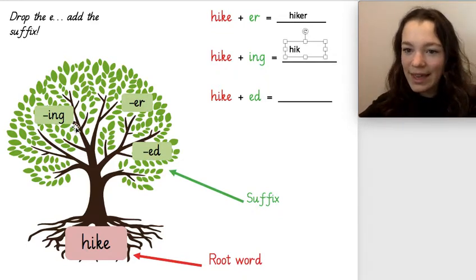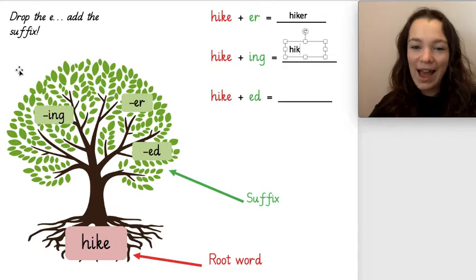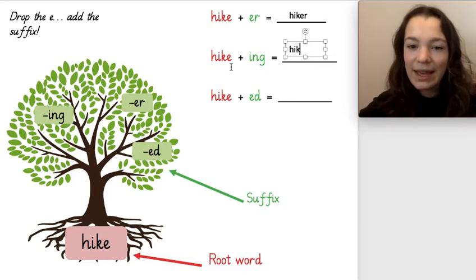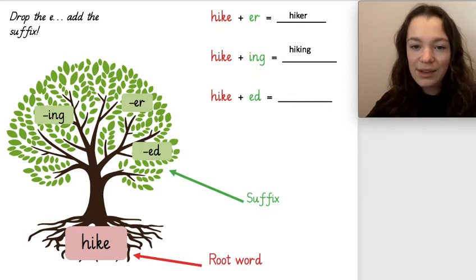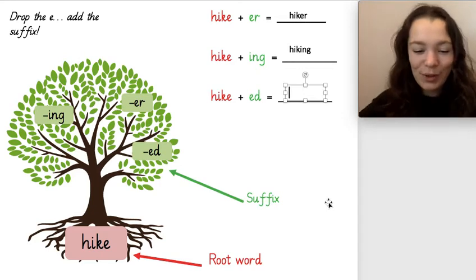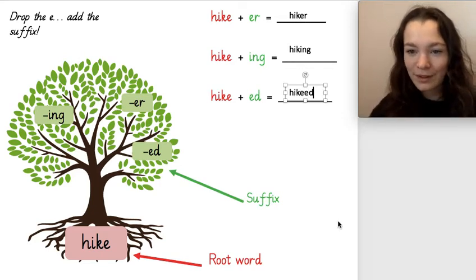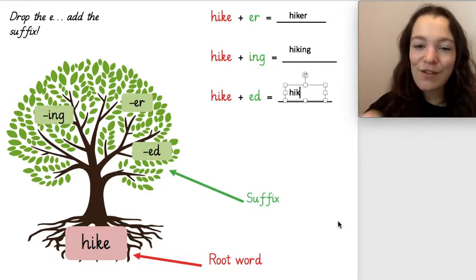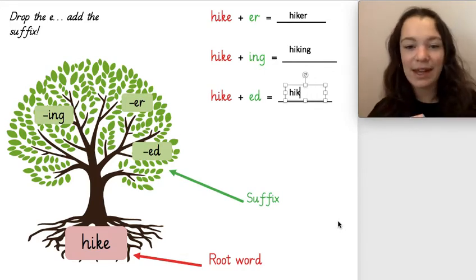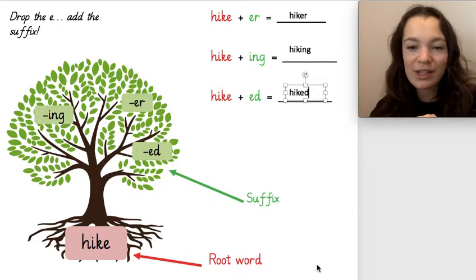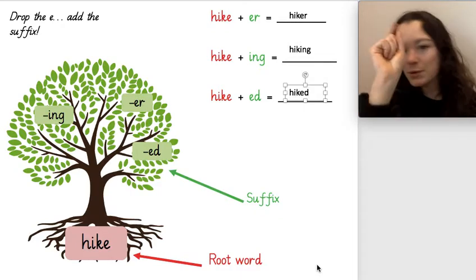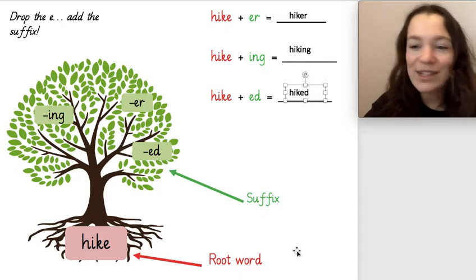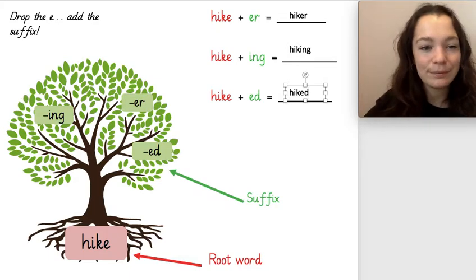Hike. Do I need the E there? No. Drop the E, add the suffix. My suffix is ing. Hike plus ing becomes hiking. And last one, hiked. So if I didn't drop the E, this is what the word would look like. It doesn't even look like English, so I don't need two E's there. I rewrite my root word, I take off the E at the end, and I just add my suffix there, which is hiked. So give yourself thumbs up, smiley face, stars, anything that shows that you've got it right.